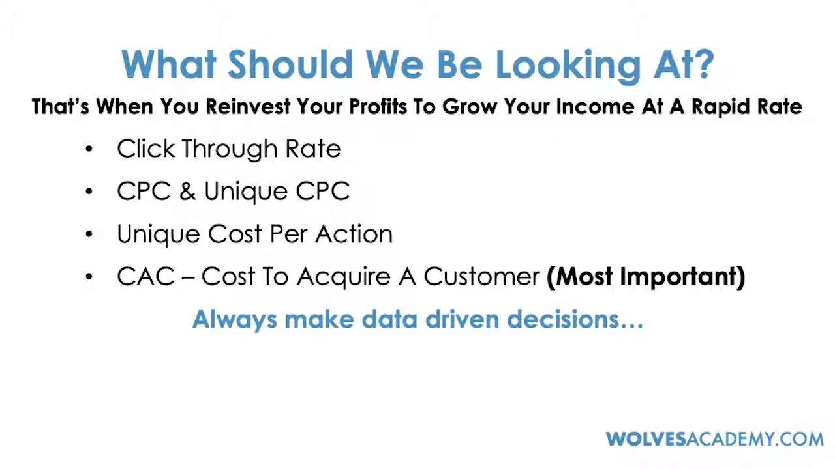Next step, the most important thing is the CAC, the cost to acquire a customer. This is basically the most important metric ever. If you're selling a $50 product and you're acquiring that customer at $25, that means you're making 100% return on your investment. Meaning you're selling a product for $50, you're getting $25 in profit. That's 100% return on your investment.